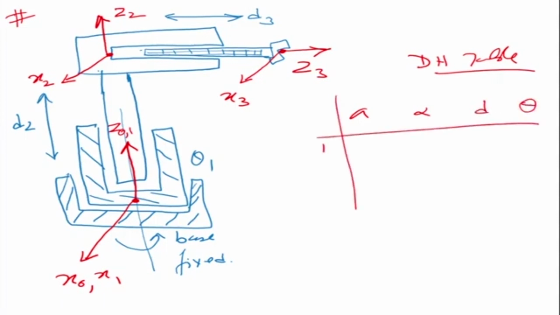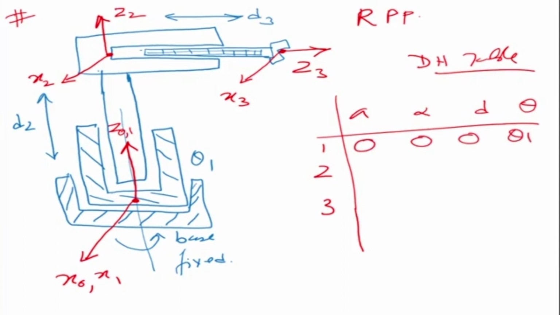So we have 3 joints, 1, 2, 3. What is the structure of this manipulator? It's revolute, prismatic, prismatic. So now the first one obviously is a revolute joint. So the first terms are always the same, 0, 0, theta 1.